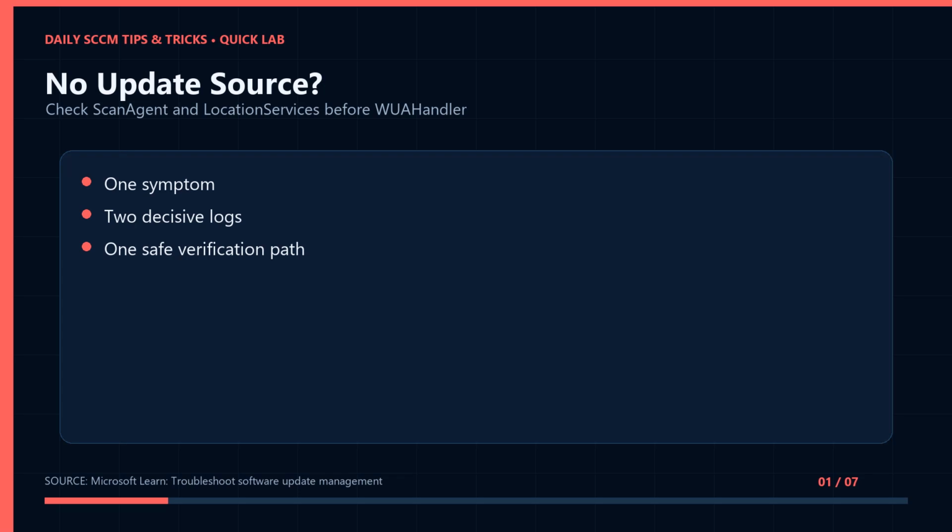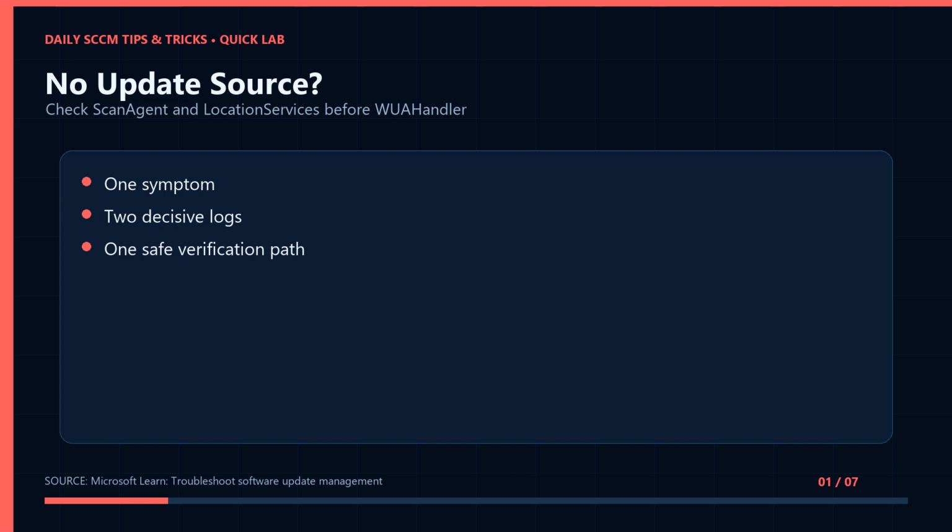You run the software update scan cycle, but WUAHandler has no new entries and the client still shows unknown compliance. Do not reset Windows Update Agent yet. This quick lab proves whether the client has software update policy and whether the management point returned a software update point location. The two decisive logs are ScanAgent.log and LocationServices.log.